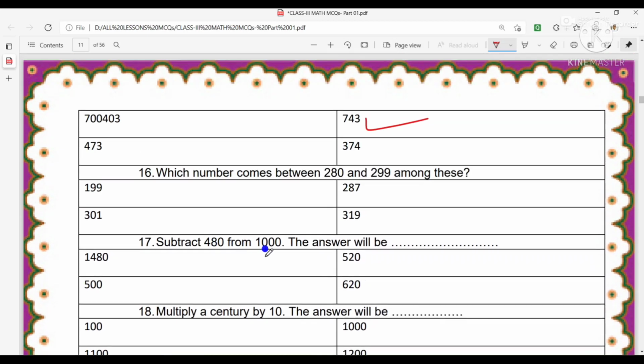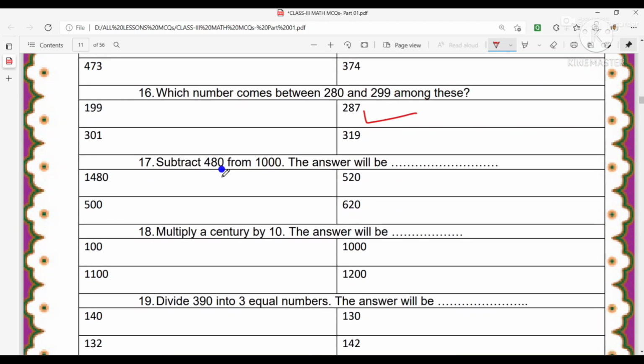Then which number comes between 280 and 299? 199 does not come. 301 also does not come. 319 also does not come. So the answer will be 287. 287 comes between 280 and 299.